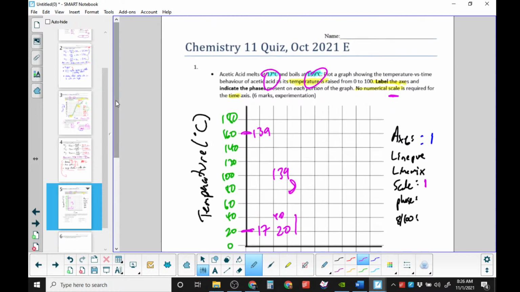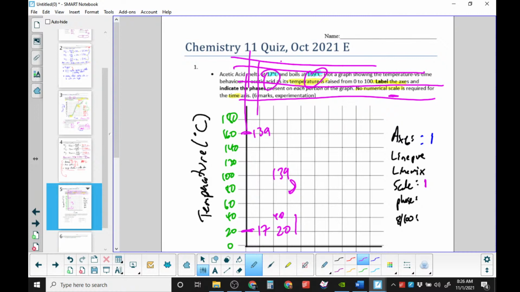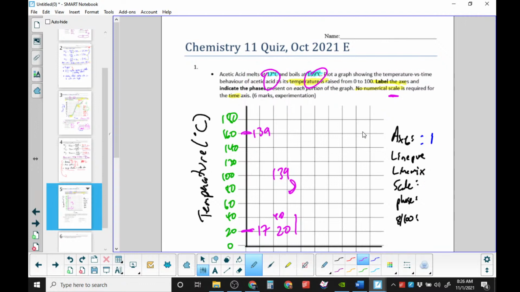A couple of other things that some people did is that they ran out of room, so they just drew more. Can't do that. You have to actually go through and make the scale fit the graph. That would be under communications in an experimental setting. We need to actually see the graph and not cover up other work.